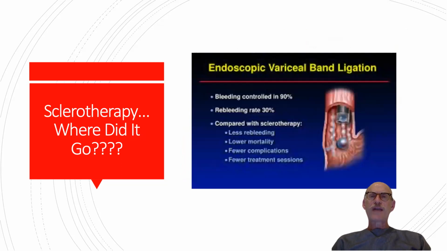It turns out that endoscopic variceal band ligation is very effective. And that's, for the most part, why sclerotherapy went away. It controls bleeding in about 90% of cases, with a rebleeding rate of about 30%. But the main thing is that compared with sclerotherapy, there is less rebleeding, lower mortality, fewer complications, and fewer treatment sessions. So it's clearly the superior technique.